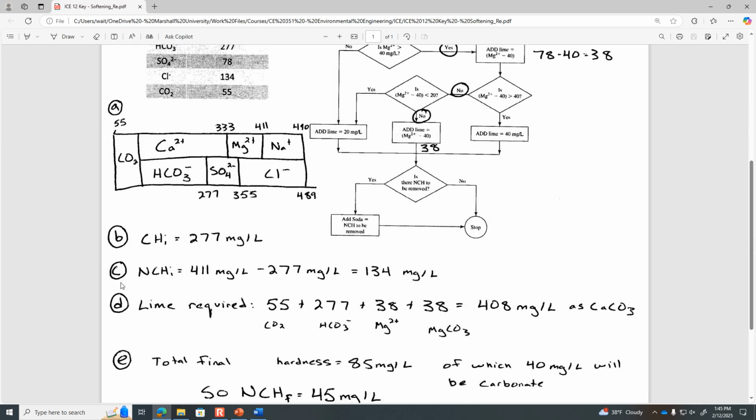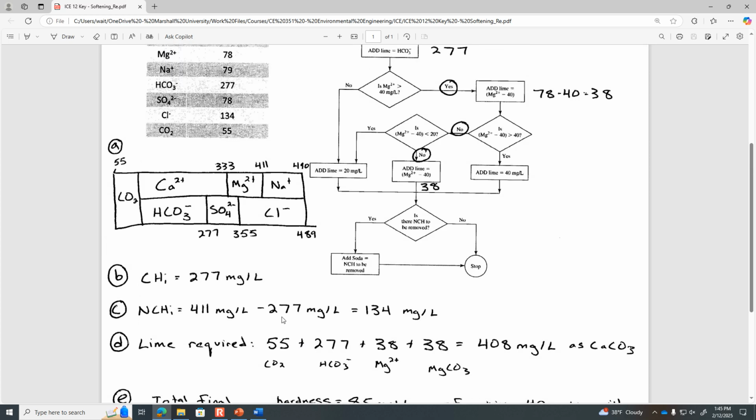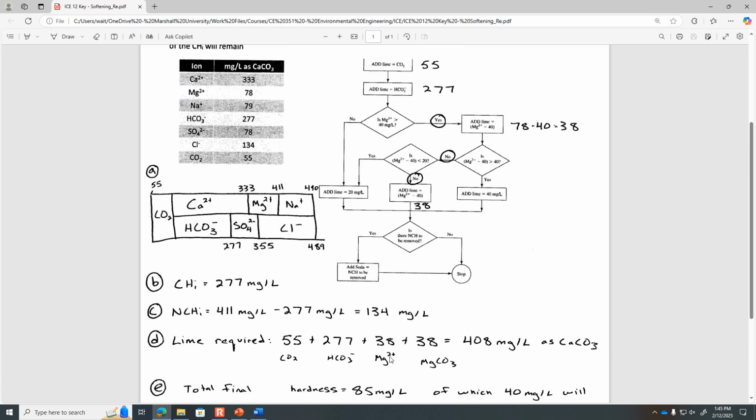So the total amount of lime that's required is the 55 from the carbon dioxide, 277 for carbonate, 38 in the first part of the magnesium here, and then 38 for the magnesium carbonate. And so we need to add 408 milligrams per liter of lime as calcium carbonate.